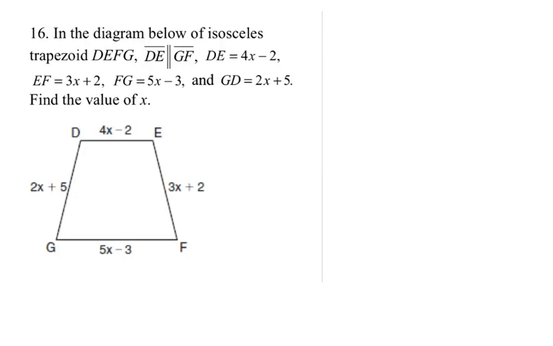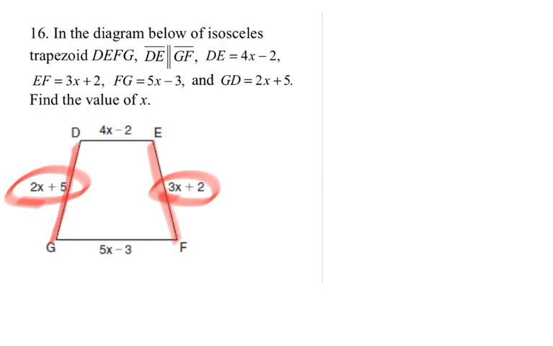Hello, guys. Let us look at number 16 and on. We see that isosceles trapezoid. What is so special about isosceles trapezoid? The two sides on the two non-parallel sides are always congruent.